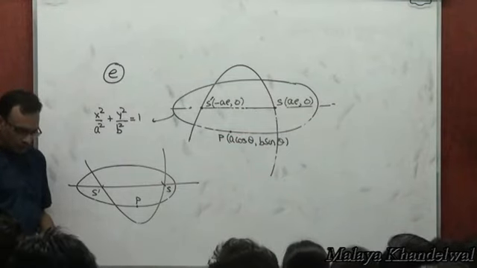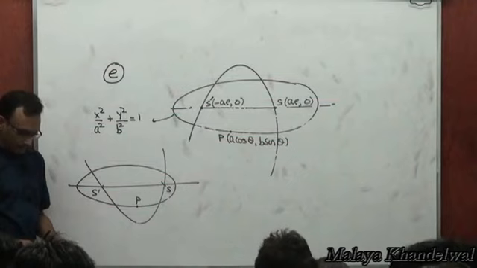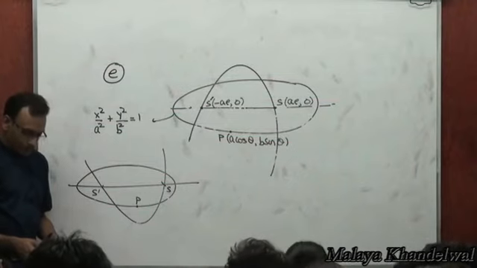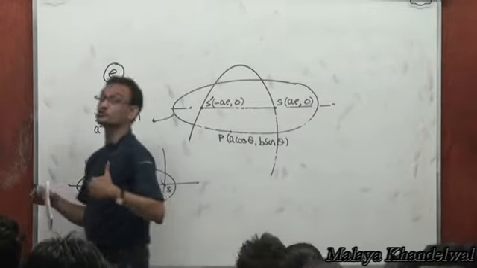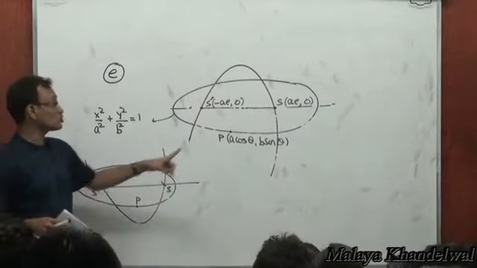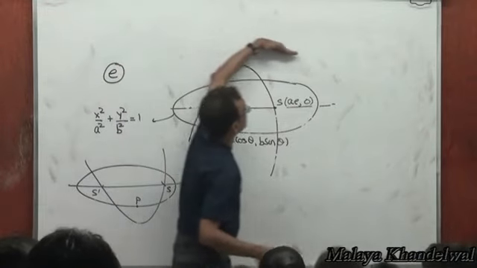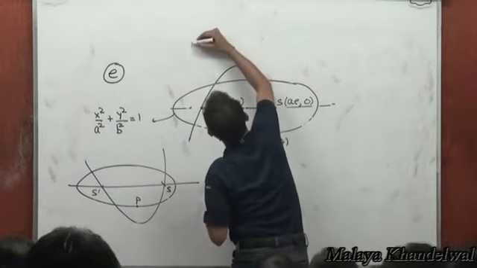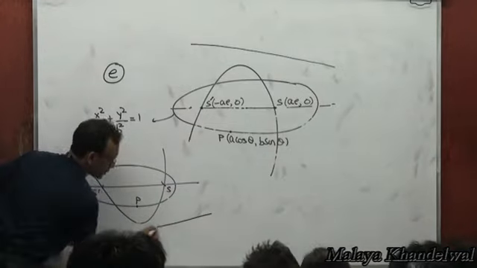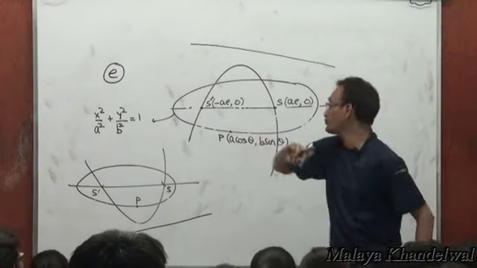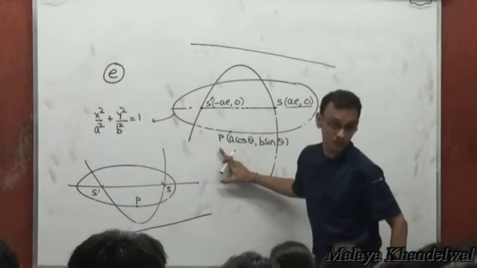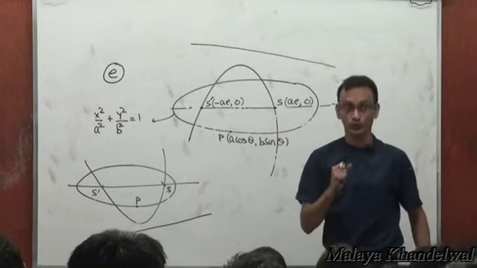Now, we want to show that the angle between the directrices of the two parabolas is 2 theta. That's what we want to show. Theta is the eccentric angle of the point P. There is a directrix for this parabola, and there is a directrix for this parabola. We want to show that these two directrices enclose an angle 2 theta, which is twice the eccentric angle of P. Yes or no?